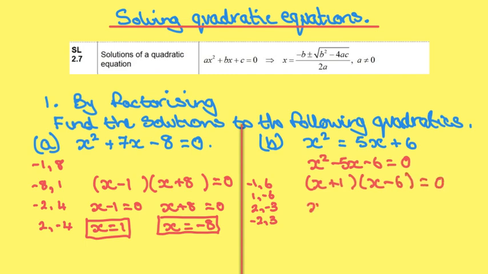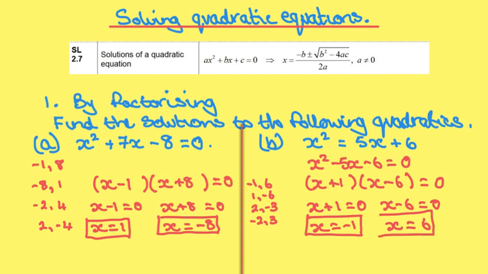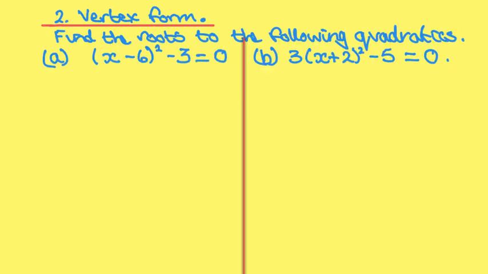So that means x plus 1 equals 0, so x equals minus 1 is one of our solutions. And x minus 6 is equal to 0, so x is equal to 6 is our second solution.